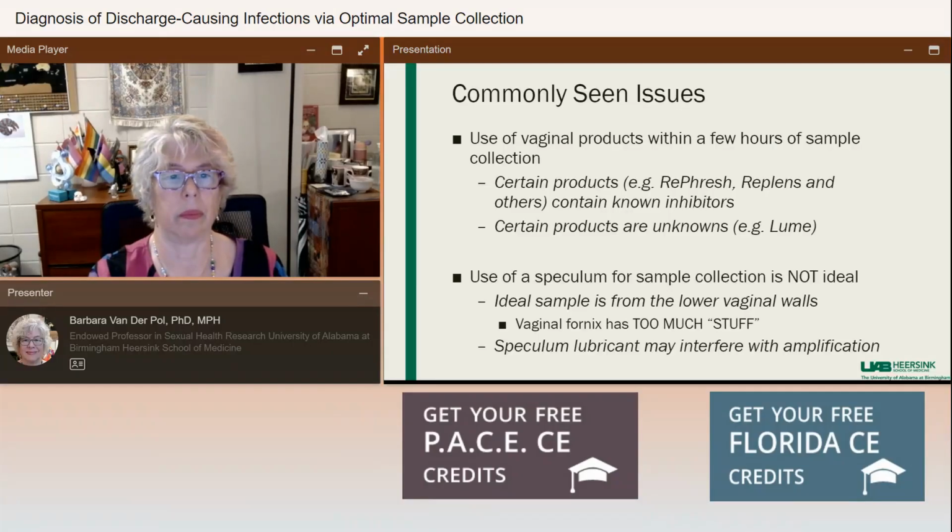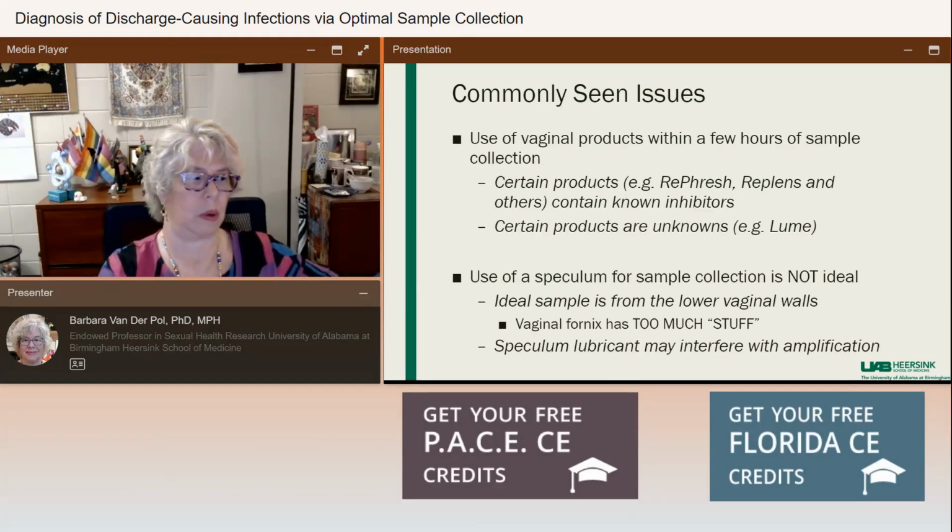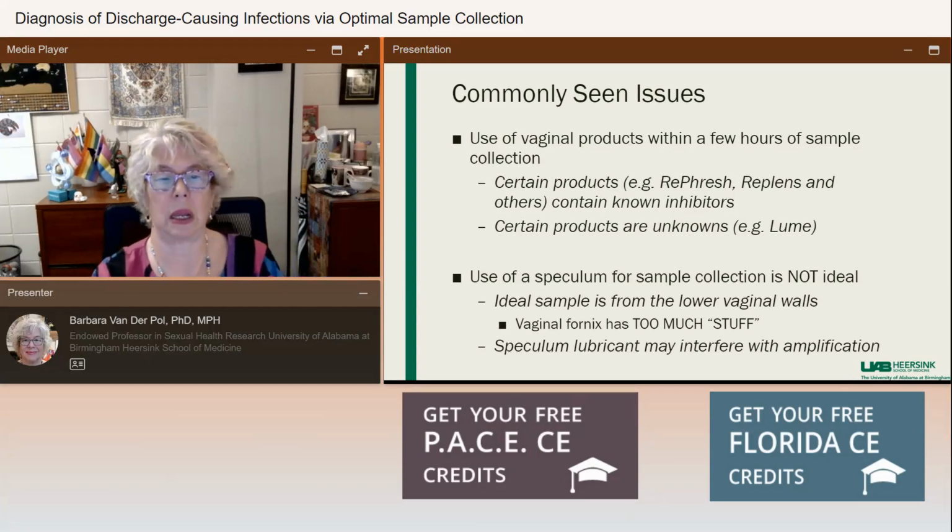So the most commonly seen two issues. The first is use of vaginal products. And I say here within a few hours of sample collection, but I'm going to be really honest and tell you we don't have good data. I can't tell you what the time limit is. I don't know if it's 2 hours, 4 hours, 12 hours, 24 hours. We just have no data.